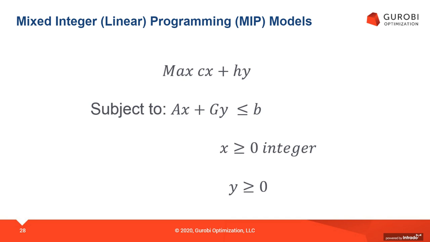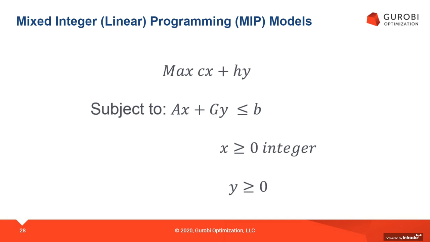In a MIP model, we have two types of variables. One variable that we call a continuous variable that is non-negative, and this continuous variable can take any fractional value. Another variable that is going to be non-negative and integer. So we have a continuous variable that is non-negative, and we have an integer variable that is non-negative.